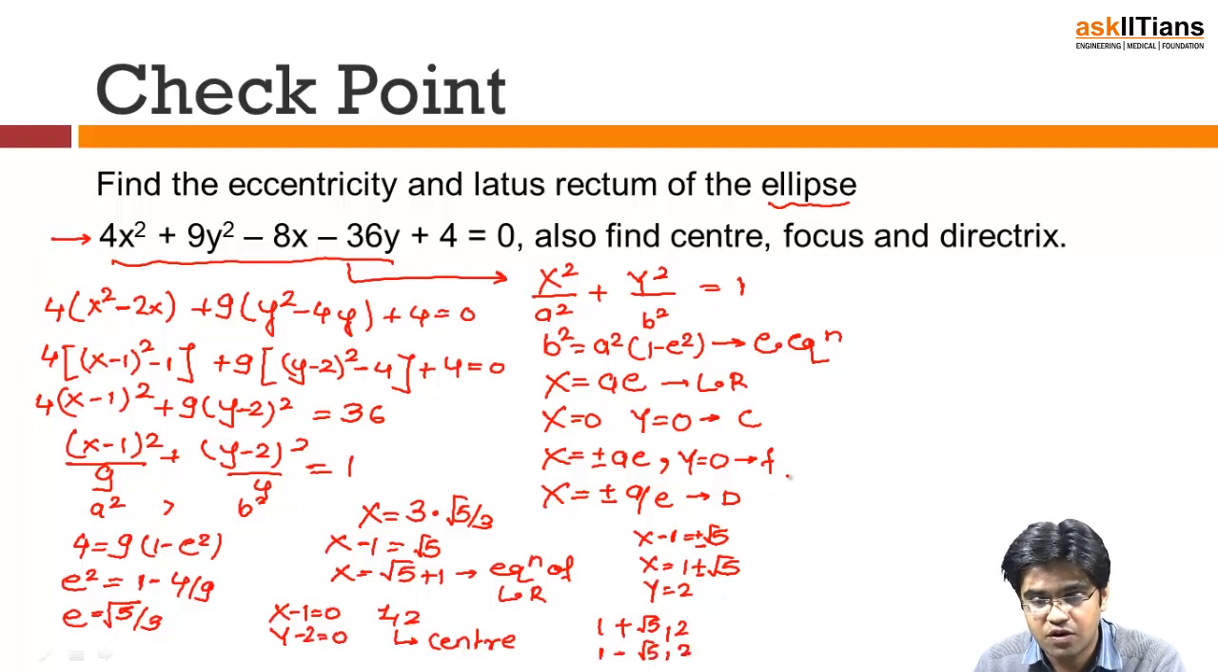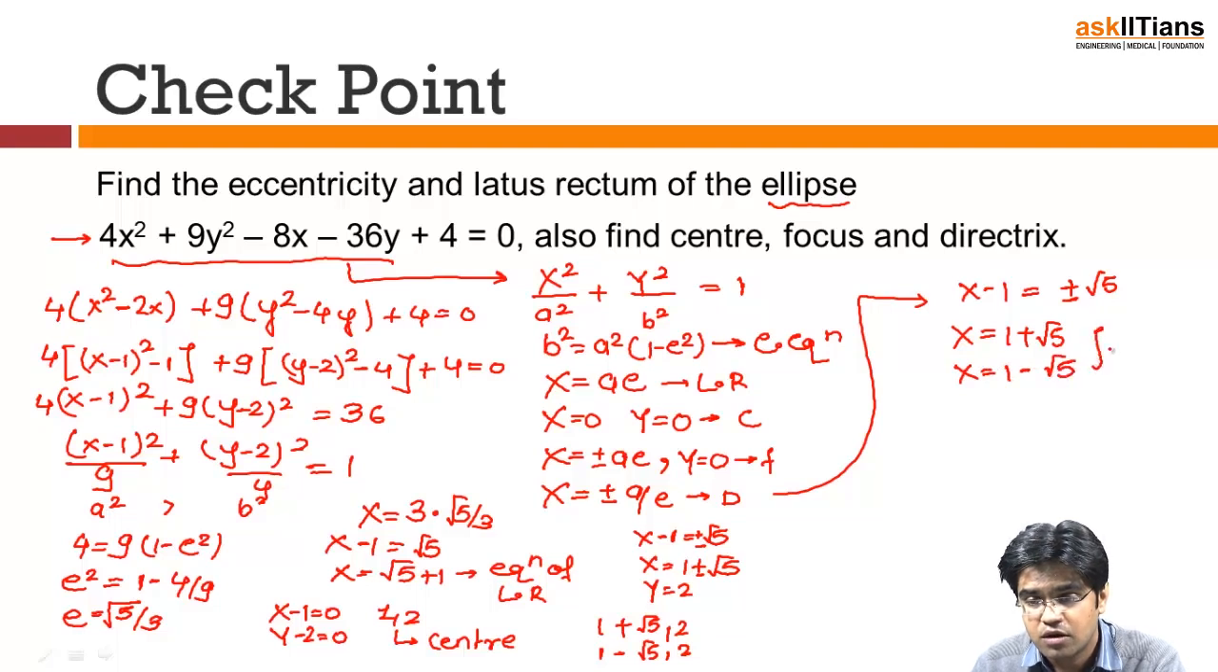Similarly, equation of directrix. How can I find the equation of directrix? Capital X is equal to plus minus a by e. That means x minus 1 is equal to plus minus the value, which is root 5. That means your equations are x is equal to 1 plus root 5 and x is equal to 1 minus root 5. So these two are the equations of directrix.